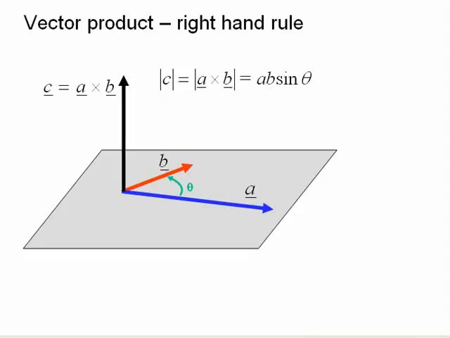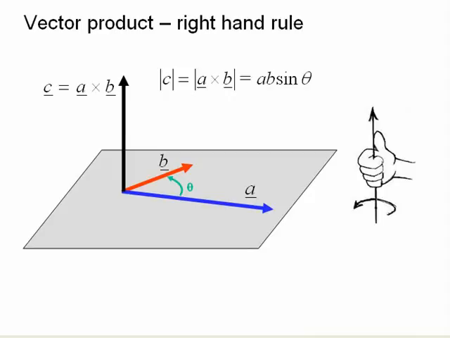So there are always two possible directions or senses for C. In this case, either upwards or downwards. Which sense is the correct one may be determined using what is known as the right-hand rule. Imagine rotating the vector A about the axis perpendicular to the plane in which A and B both lie, in order to line it up with the vector B, in other words, rotating it through the angle theta.